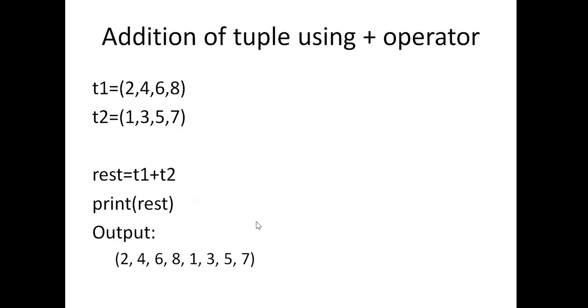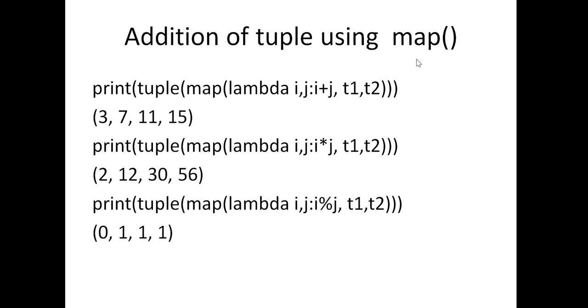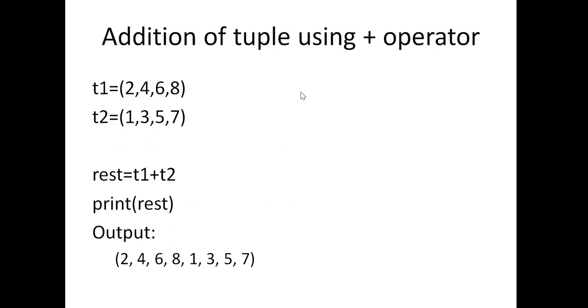Right now, what is the plus operator going to do? Already we made use of the map function along with a lambda function to add the corresponding tuple elements one by one. Now here I am trying to use this operator to add two different tuples. So T1 and T2 are given here. Now result is equal to T1 plus T2, print RES. So this is how it has added.